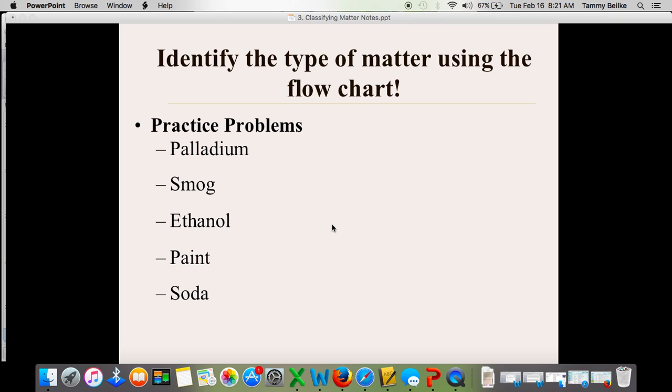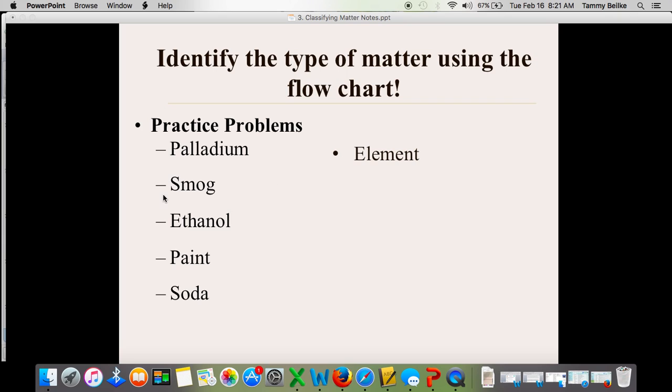Alright, so using that flowchart, here's a whole list of items that you would want to classify. So maybe take a minute, pause your video, and identify: is this an element, a compound, a mixture, what kind of mixture is it, solution, colloid, suspension, etc. Alright, so this first one I would classify as an element. Palladium is on the periodic table. The element symbol is Pd, so it is definitely an element.